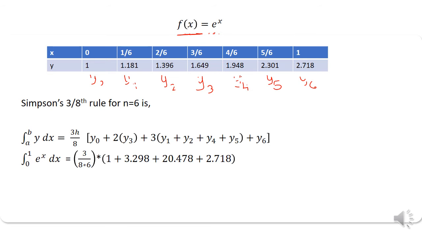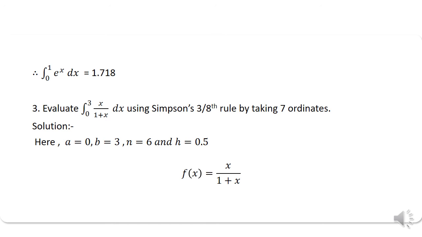Simpson's 3/8 rule for n equal to 6 is integral a to b y dx equal to 3h by 8 into, same as the previous problem, y0 plus multiple of 3 is only one term y3, plus 3 into the remaining terms y1 plus y2 plus y4 plus y5, plus last term y6. Substitute all the values here. That is 3 into h is 1 by 6. So 3 by 8 into 6 into y0 till y6 values. By solving the right side, we get integral 0 to 1 e power x dx equal to 1.718.